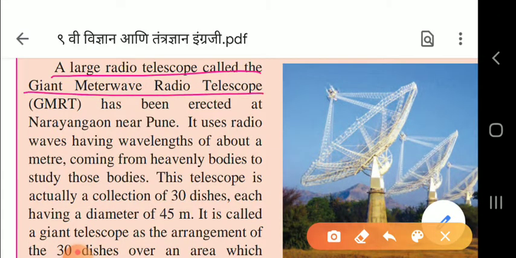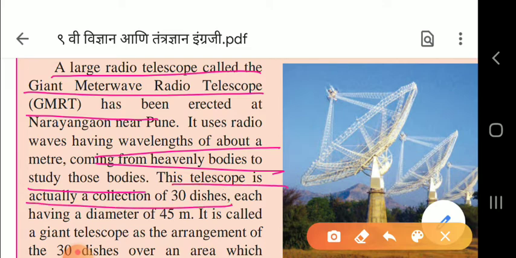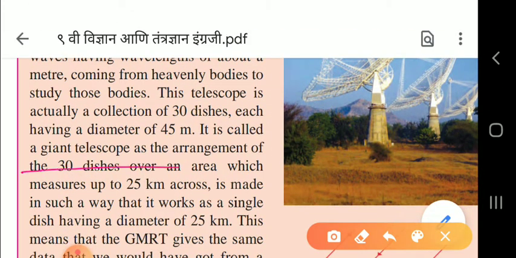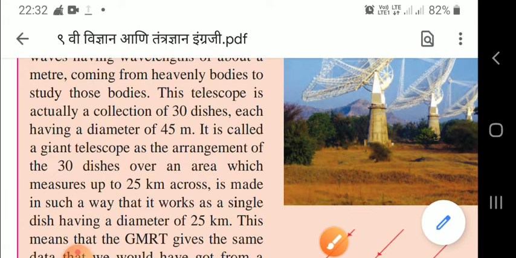This is the Giant Meter Wave Radio Telescope. It is erected at Narayangaon near Pune, and it uses the radio waves which have a wavelength of about a meter, coming from the heavenly bodies, so that we can study these bodies. This telescope is actually a collection of 30 dishes, and each has a diameter of 45 meters. It is called a giant telescope because of the arrangement of the 30 dishes, and it is made in such a way that it works as a single dish which has a diameter of 25 kilometers.